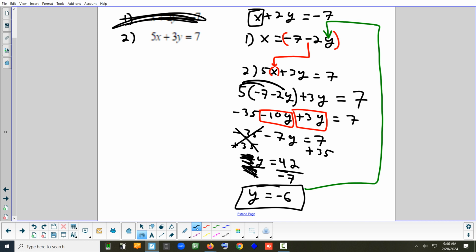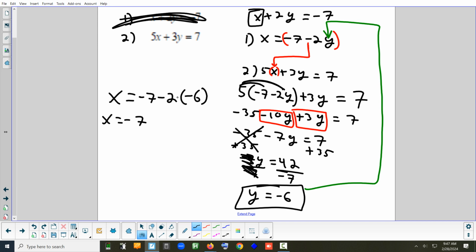Okay. When I fill that back in, what's my equation going to look like? x equals negative 7 minus 2y, times negative 6, or 2 times negative 6. Right, the negative 6 is replacing the y. So once we plug that in, the y is gone. Yep, so first thing we have to do is multiplication.